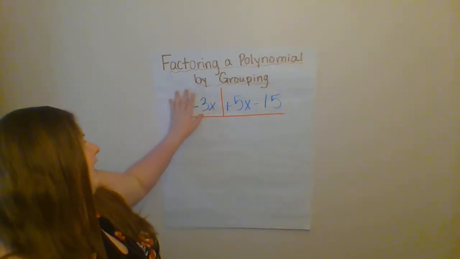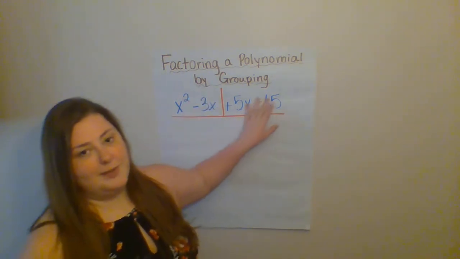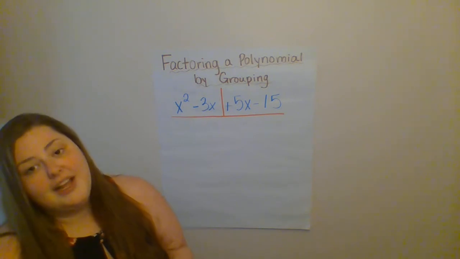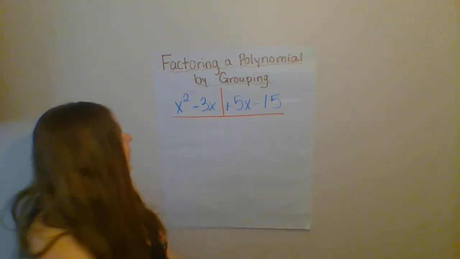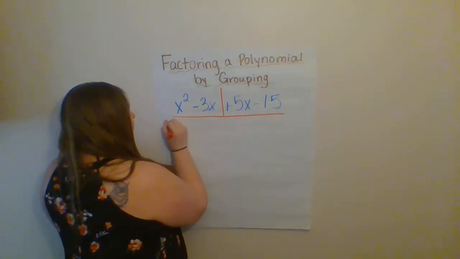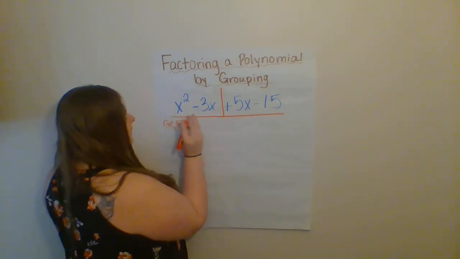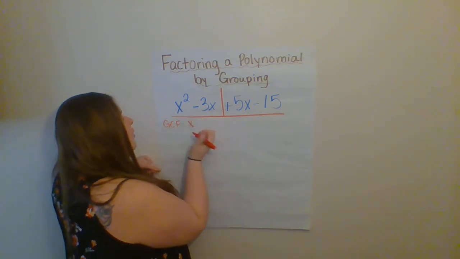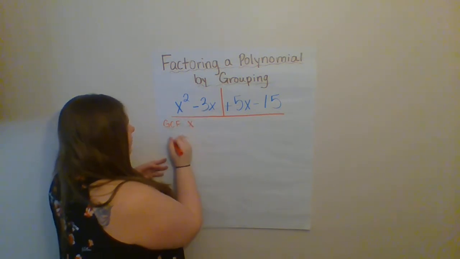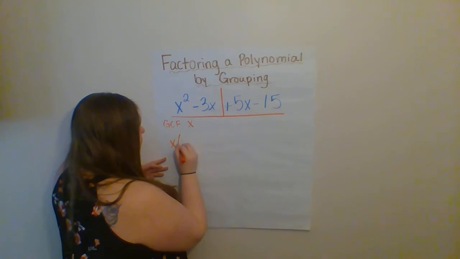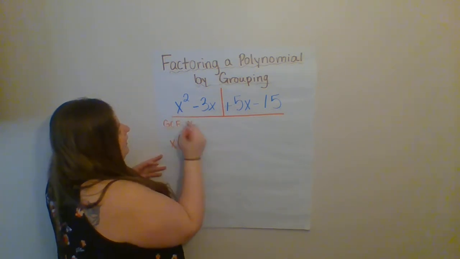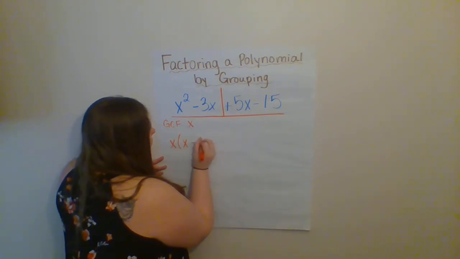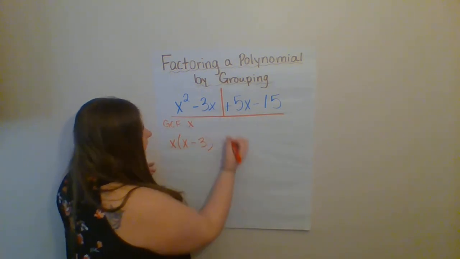Our first group is x squared minus 3x. Our second group is 5x minus 15. The next thing that we are going to do is find the GCF. So our GCF of this first group, x squared minus 3x, is x. We are going to factor out the GCF of that group. So x goes in front. X squared divided by x is x. Negative 3x divided by x is negative 3. So that's our first group.